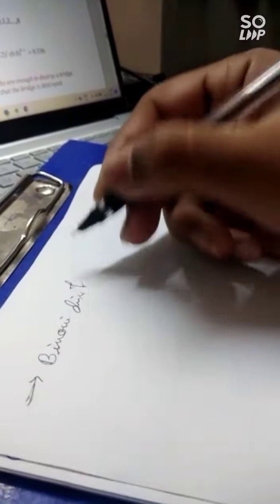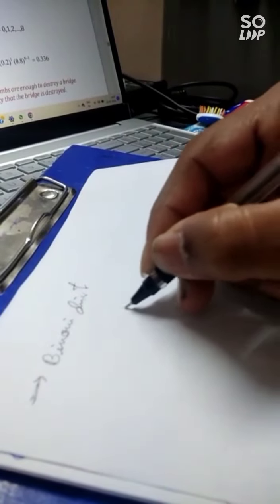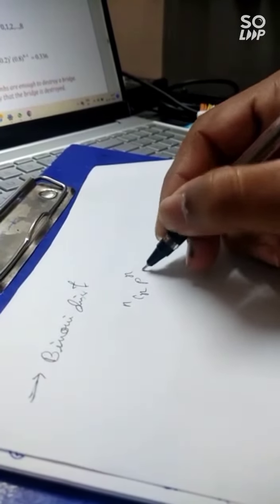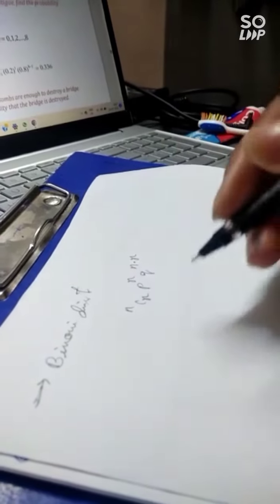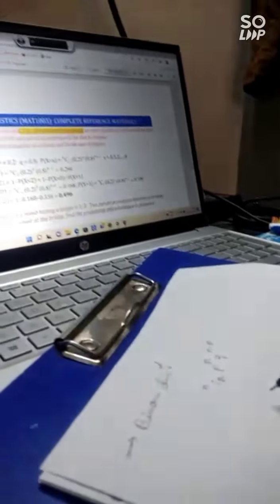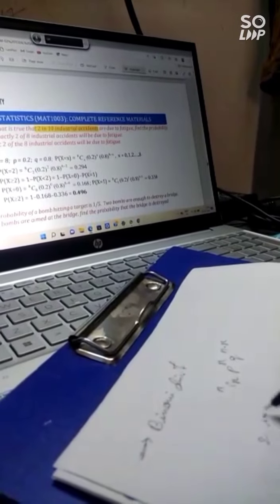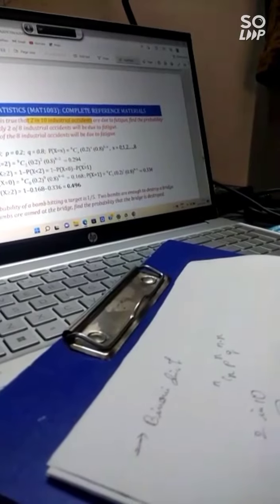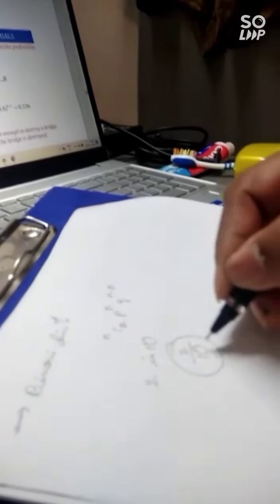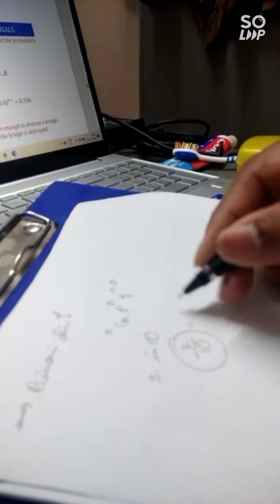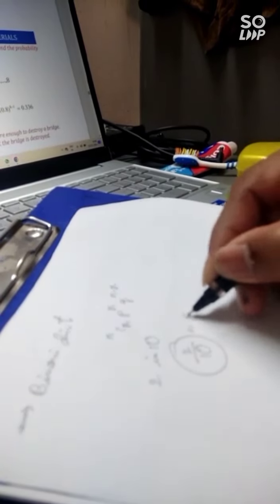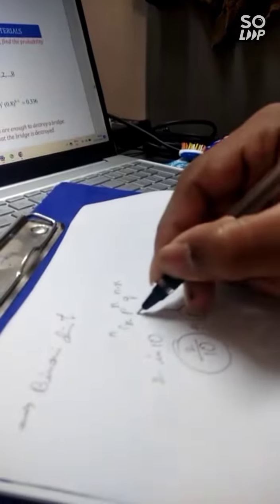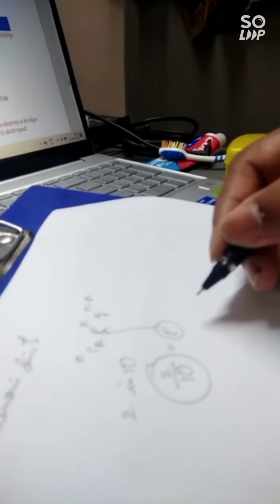Here, in binomial distribution, the formula is nCx p power x q power n minus x. In our question, the first line is 2 in 10 accidents, so we can write it as 2 by 10. 2 out of 10 means 2 by 10, and this gives us the probability of success. P, as I mentioned, gives us the success, right?